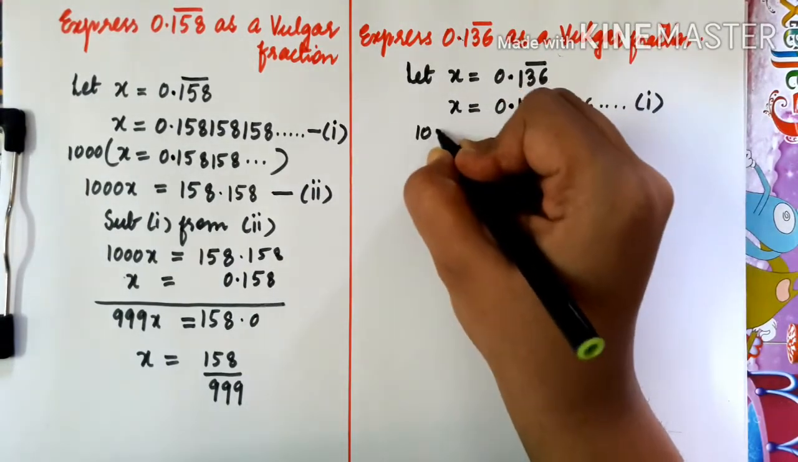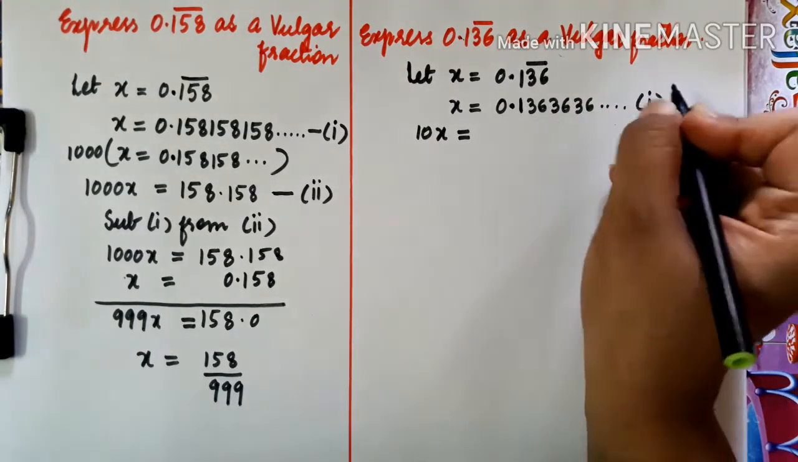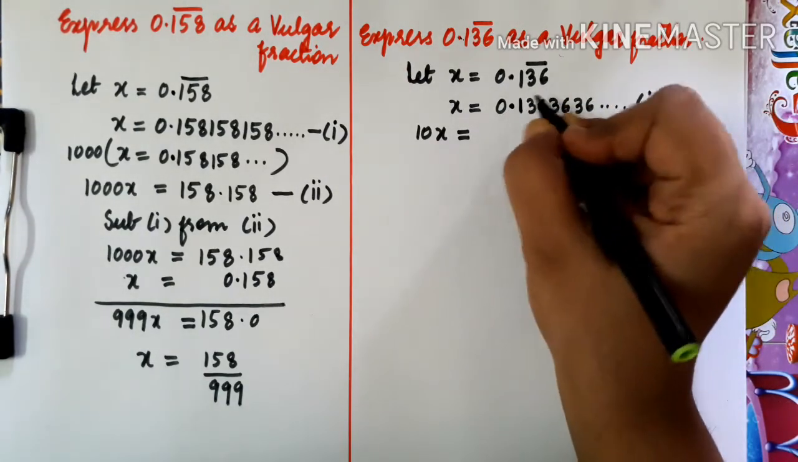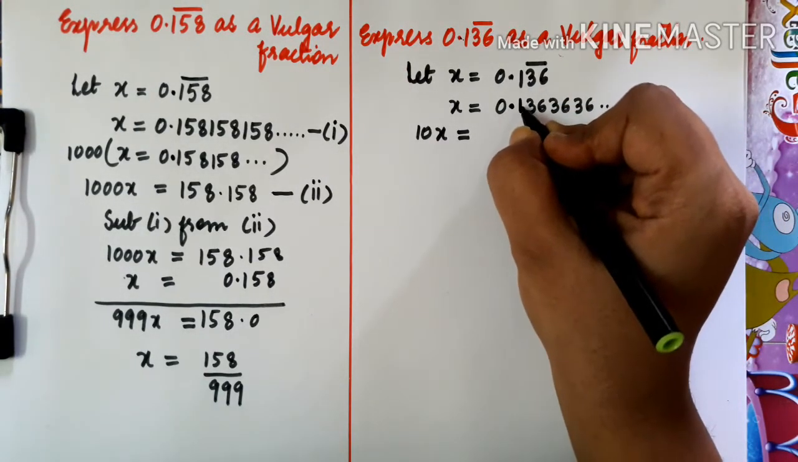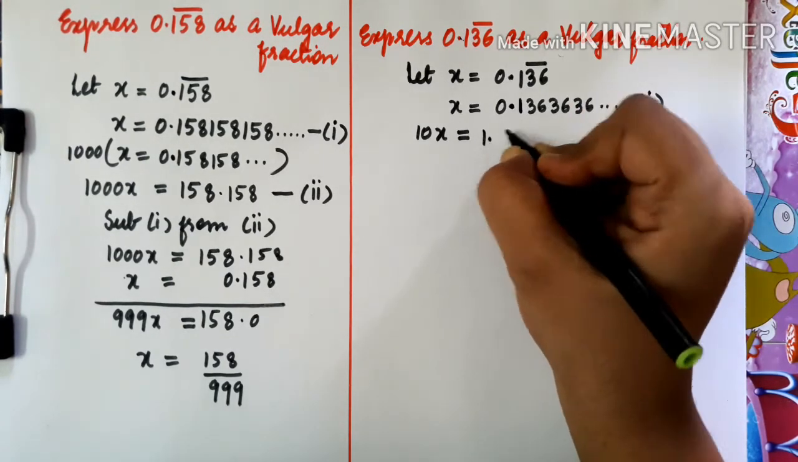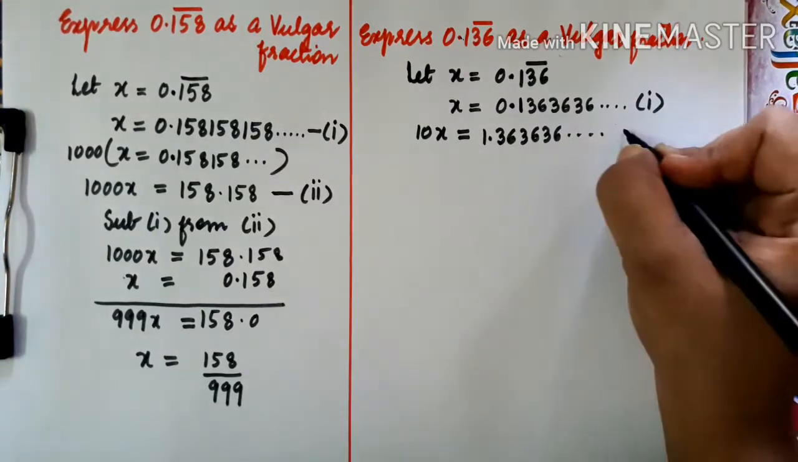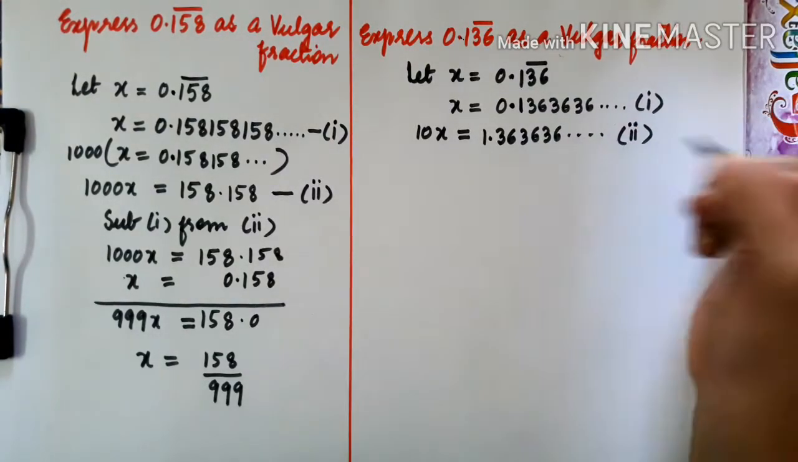So you will get 10x equals, now 0.136 and so on. When you multiply this number by 10, after one digit you will get the point. So you will get 1.363636 like that. Let us name this as equation 2.